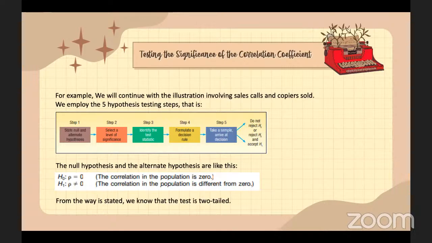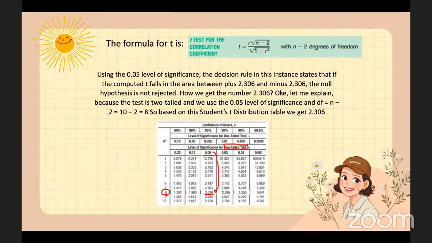The null hypothesis and the alternate hypothesis are like this. The correlation in the population is zero, and the correlation in the population is different from zero. From the way it's stated, we know that the test is two-tailed. So the formula for t is shown right here.